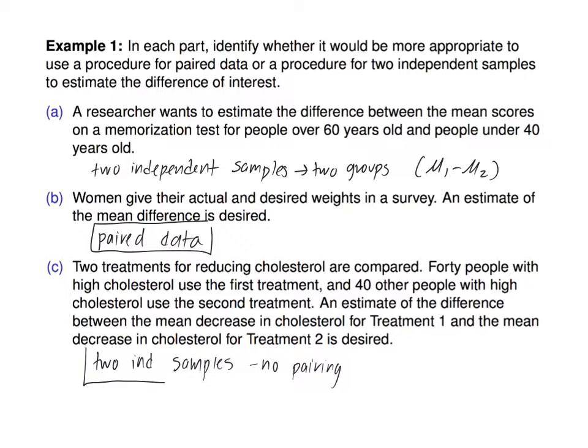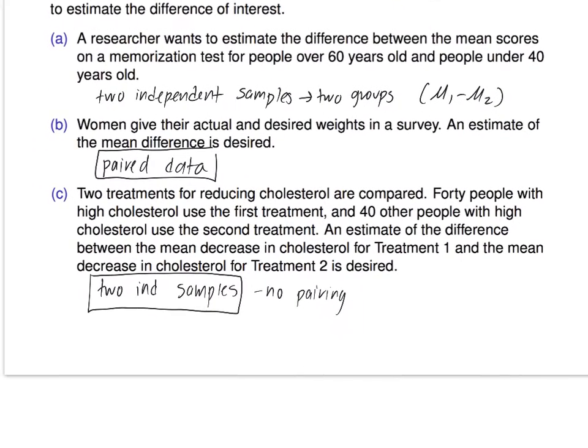So, could you guys imagine a way to make part C paired? What you could do is take your 80 people and match them by what their cholesterol was in the beginning. Does that make sense? Then you could give them the treatment and see how it went. But they didn't say they did that. They just said that they had people and they divided them into two even groups and gave one this drug, one that drug. So, no pairing.